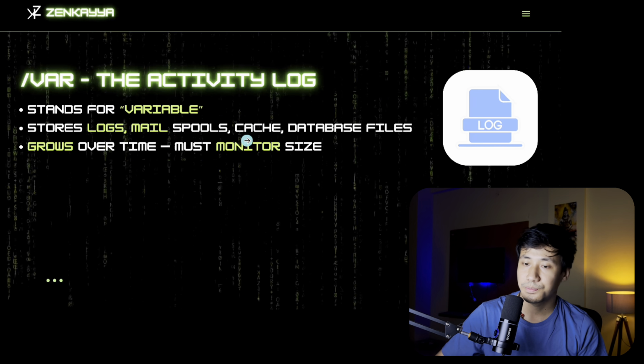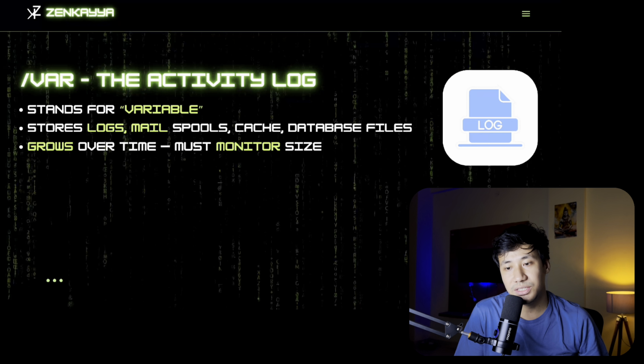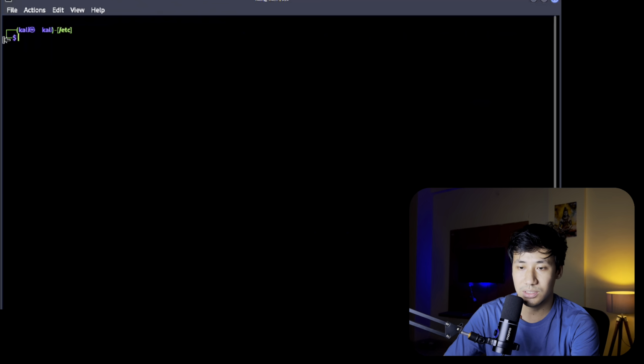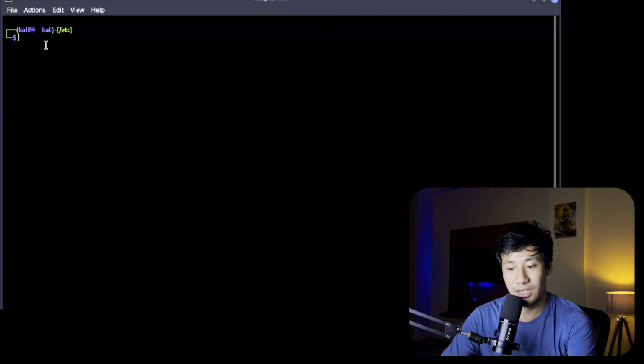Next is var. This is known as the activity log. Whatever things you are doing in your Linux, any step, any small thing that you are doing in here, it is present in the form of logs. Var stands for variable; it stores logs, mails, spools, cache, database files, grows over time, must monitor size. You should always monitor size, otherwise it may exceed and take all your space.